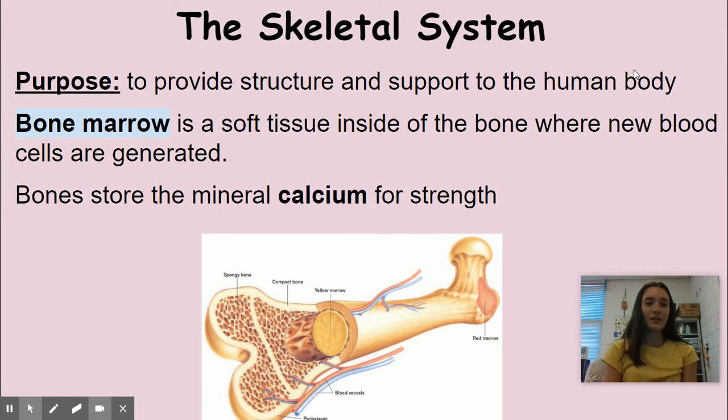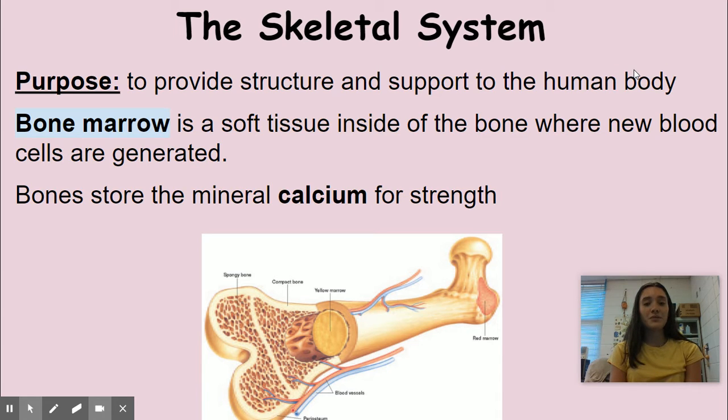Next, we have the purpose. So the main purpose is to provide structure and support to the human body. When I say structure, I mean like I was talking about with the jellyfish. So we have a structure of our body and support. That support includes helping you move, protecting your internal organs, creating blood cells. So all of that. So the purpose aligns with the functions as well.